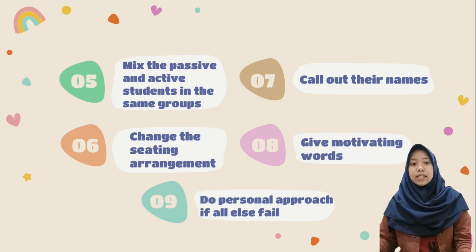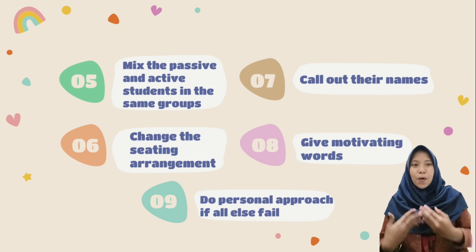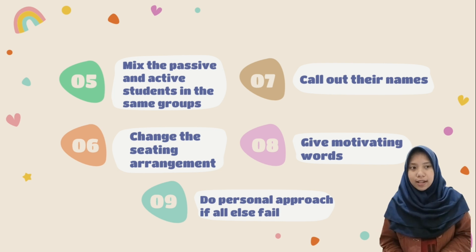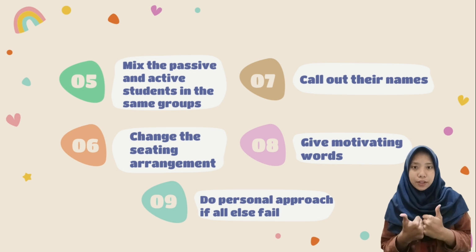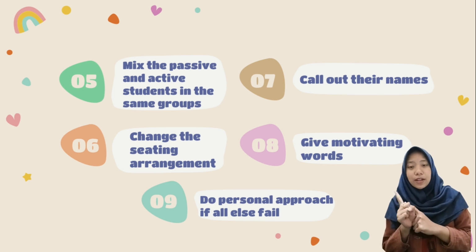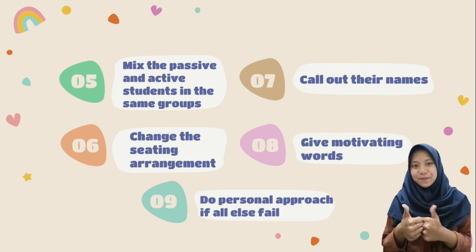The seventh is teachers call out their names. The eighth is teachers give motivating words. For example, after a passive student answers a question, teachers can say, "Wow, that was a great idea. Your answer is very good. Next time, try to answer the question again, okay?"